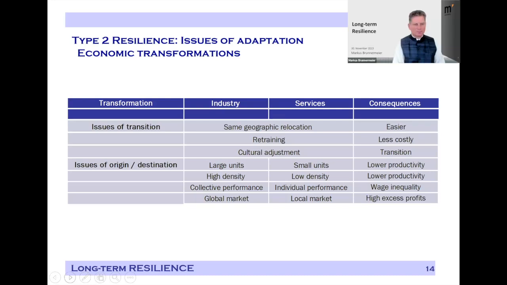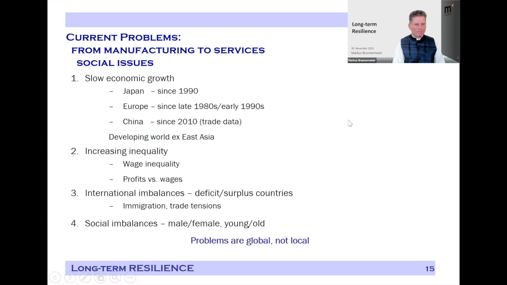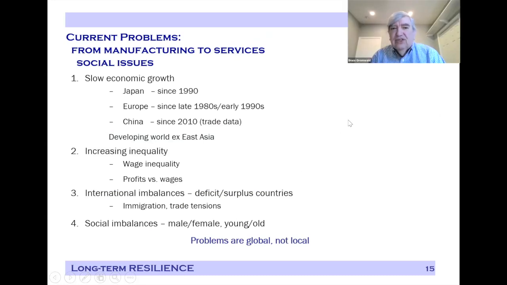Yes. Okay, so these are the consequences. You've had slow economic growth in Japan since the 1990s, really in Europe since the late 80s, early 90s. I think when you look honestly at China, they've had significant problems with growth, and I'll show you why I think that. And I think there's a significant problem with growth in the developing world, ex-East Asia, that I think is going to be around for a long time. So the slow economic growth, I think, is undeniable.